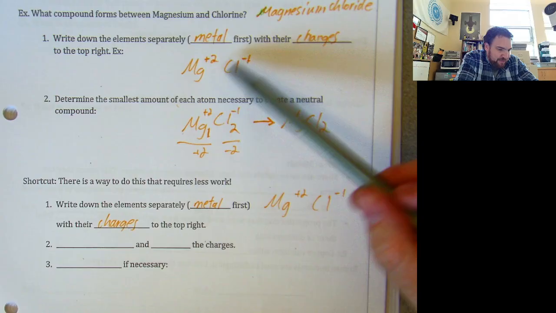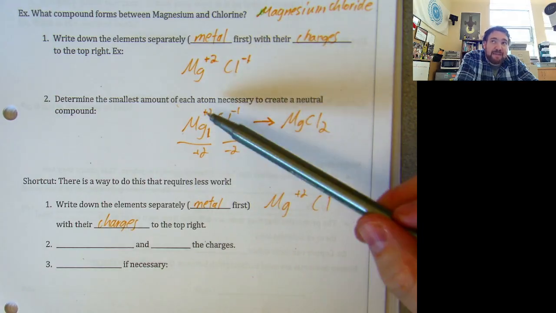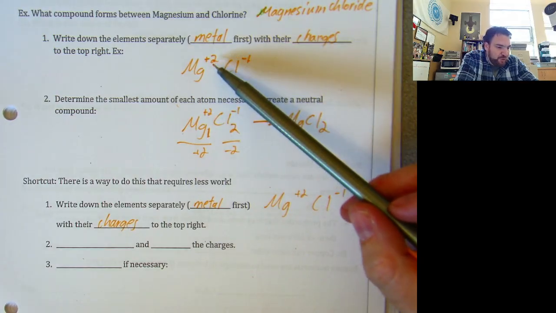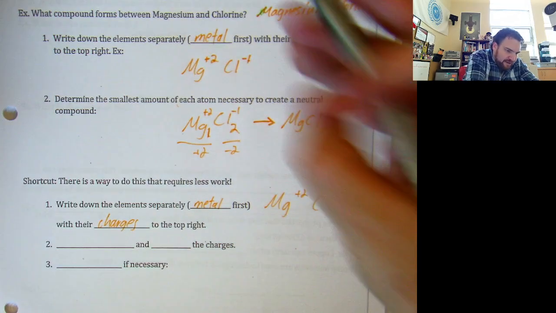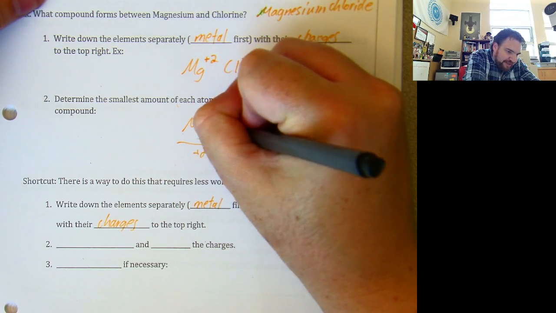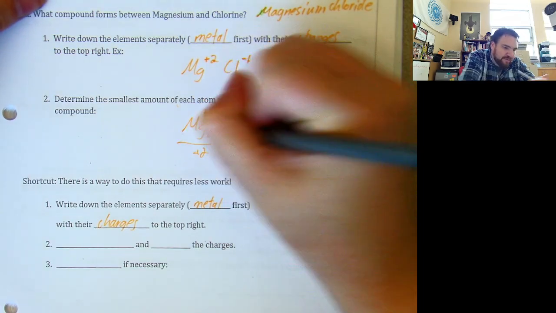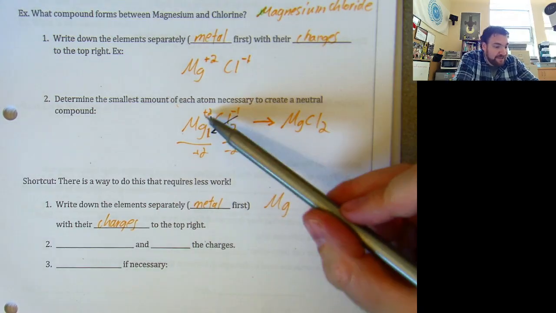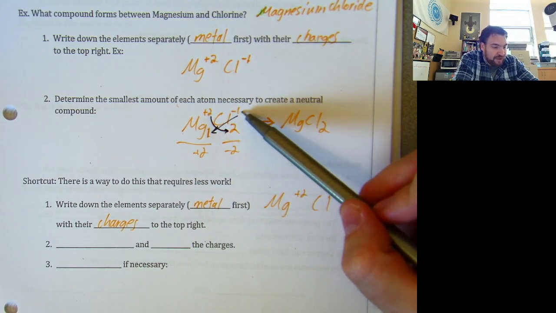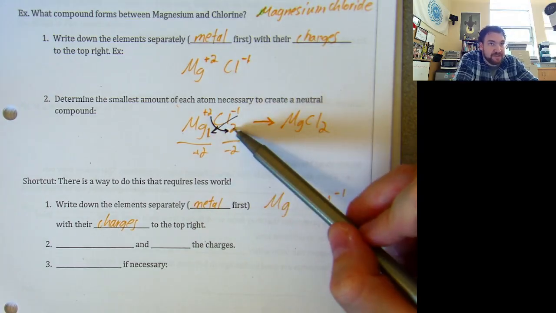Going through it the more cumbersome way, look at what happened here. The charge on magnesium was 2. The charge on chlorine was -1. And oh, look. The charge ended up being the amount of ions of the other kind. So magnesium had a charge of 2. Chlorine was 1. So I needed 1 magnesium and 2 chlorines.